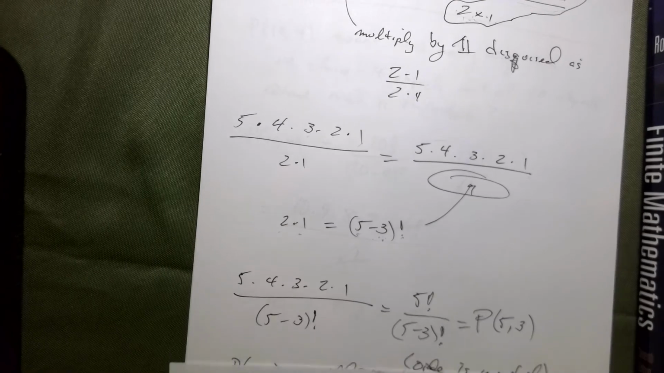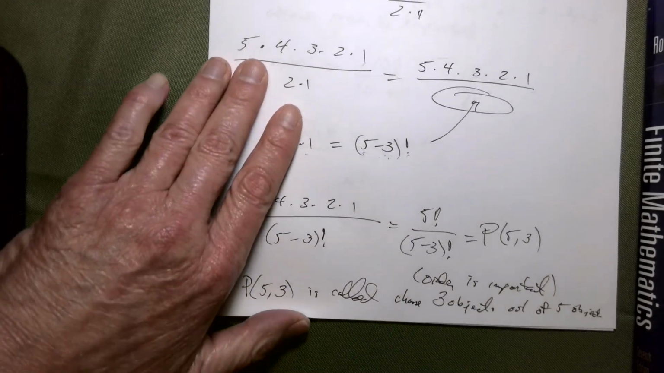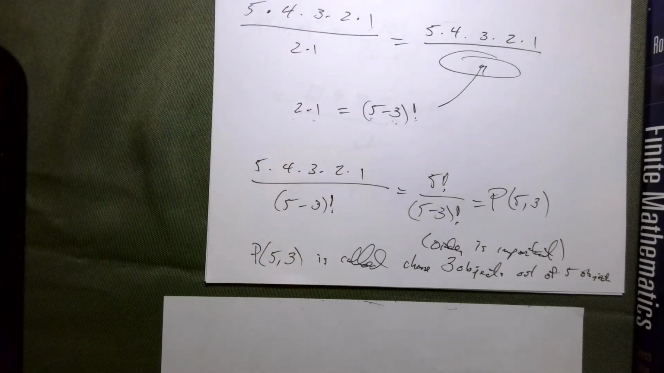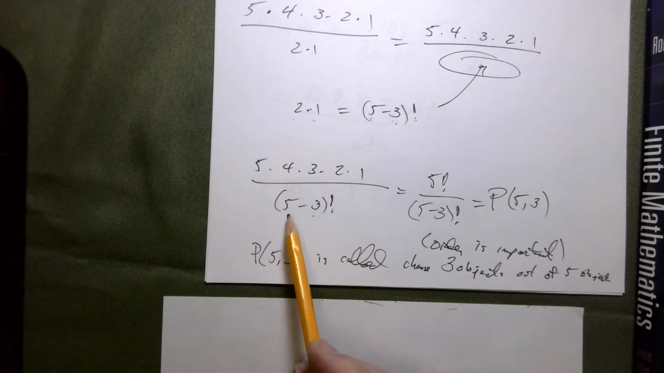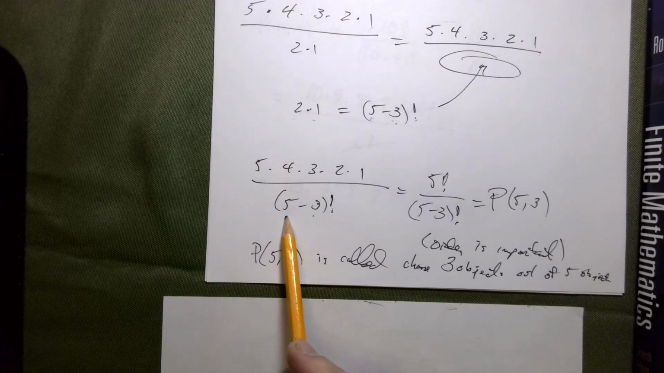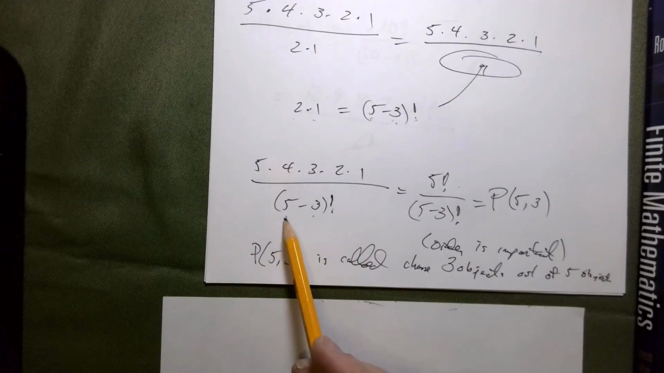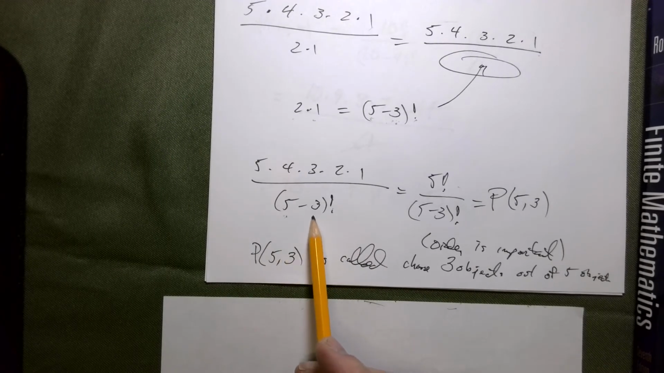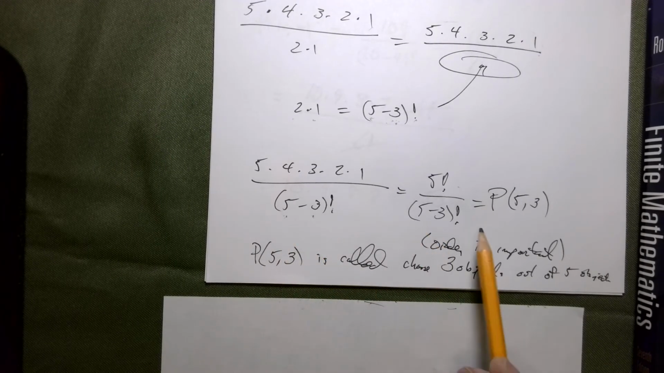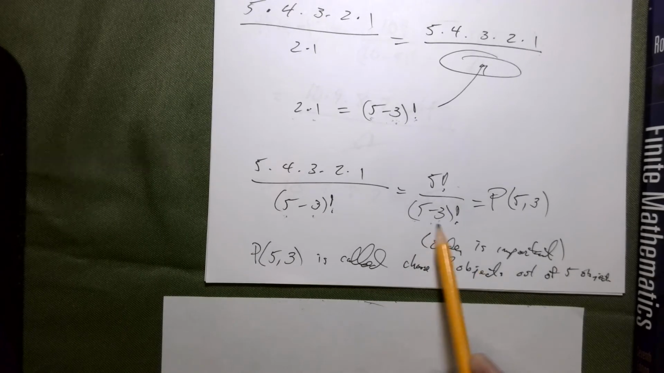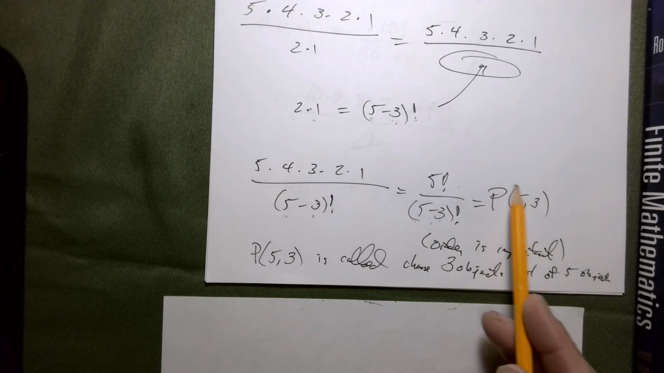In other words, I can write the number of ways things happen in terms of the number of places and the number of horses. Now 5, 4, 3, 2, 1, I'm going to call that 5 factorial. And 5 minus 3, which is the 2 factorial, but I'm going to leave it as 5 minus 3. This is our formula for our permutation.